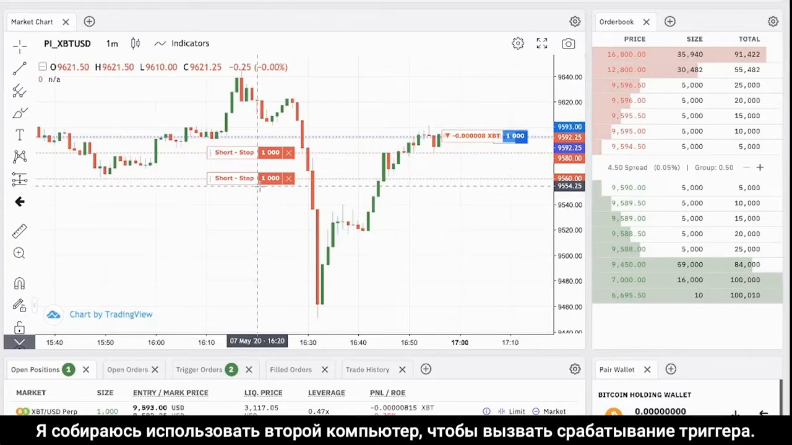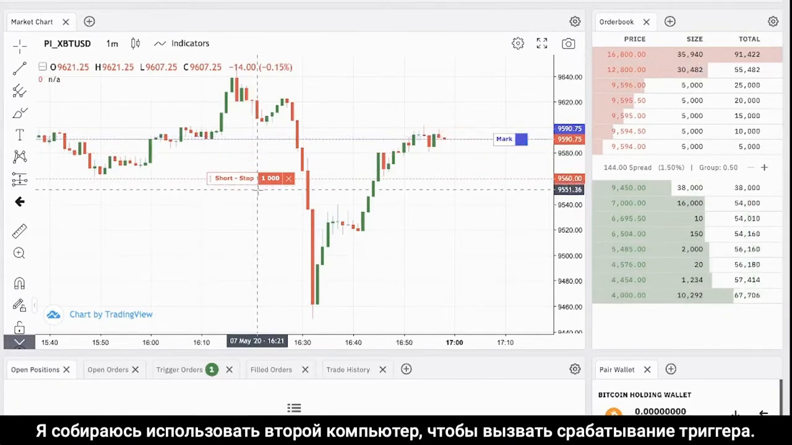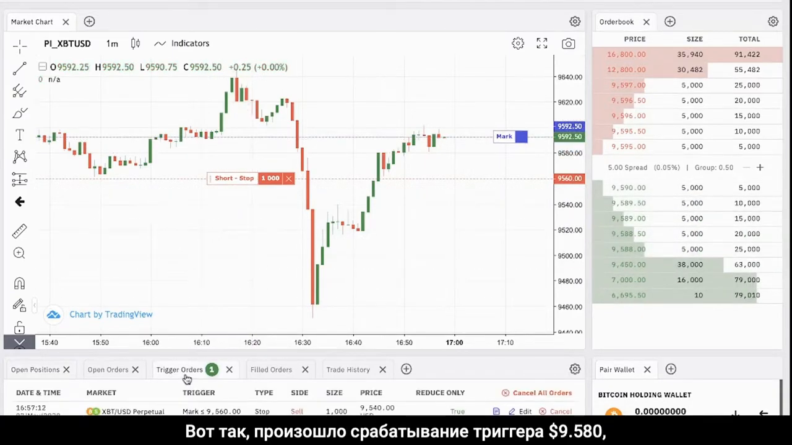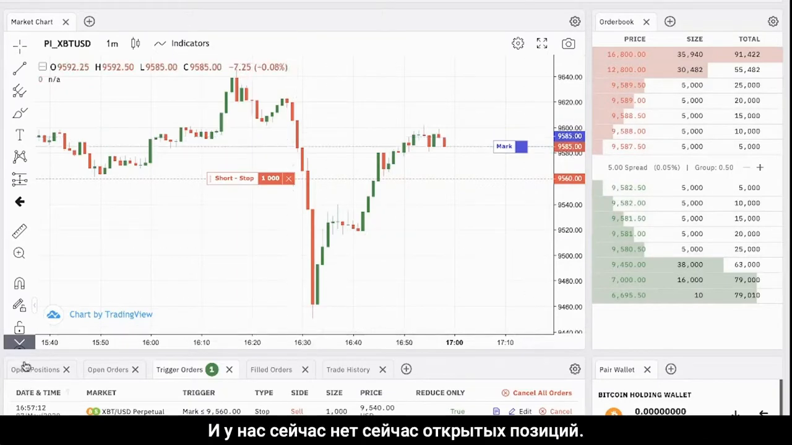And now we're going to go in and I'm going to use an off-screen computer to trigger some of these, to trigger that first sell order. So what has happened here is that first trigger price at 9580 was hit because on the second screen I was going in and selling quite a lot. And we now have no open positions.